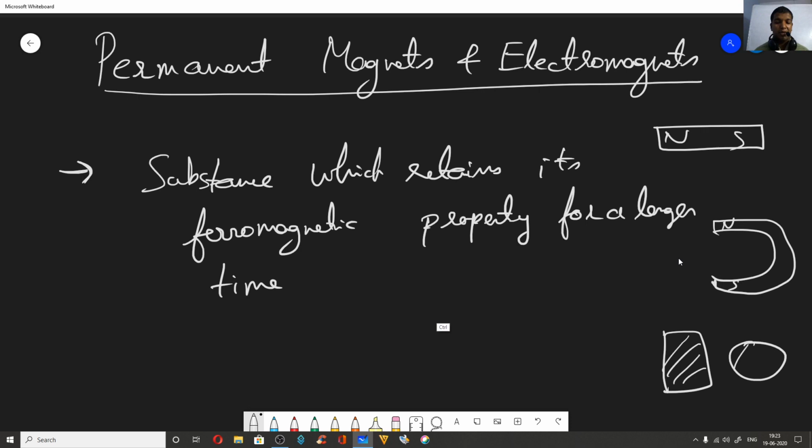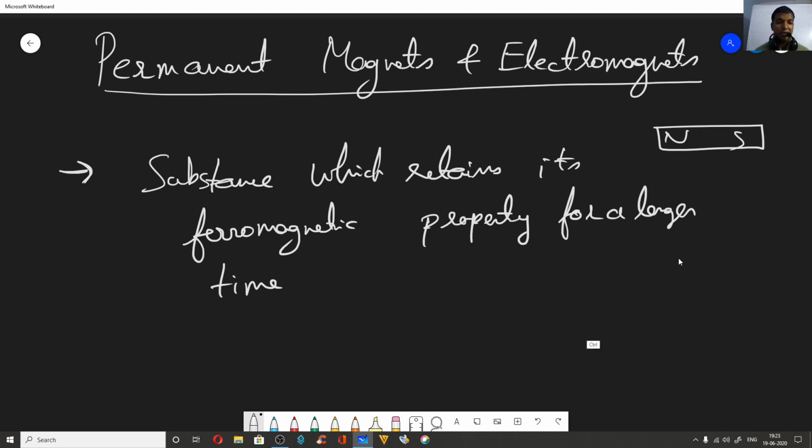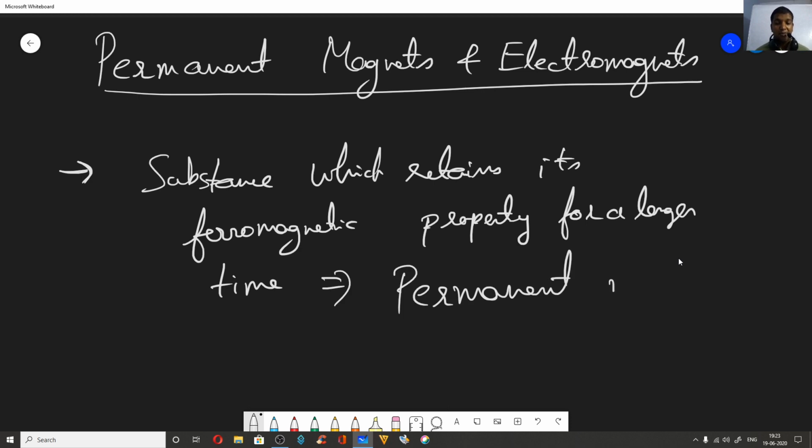Now, how are these things made? What substance can be used for permanent magnets? All those things we'll see here. A substance which retains its ferromagnetic property for a longer time is called a permanent magnet.